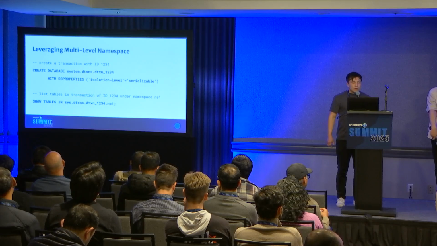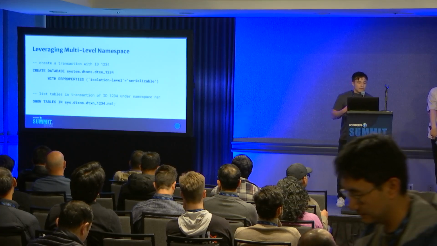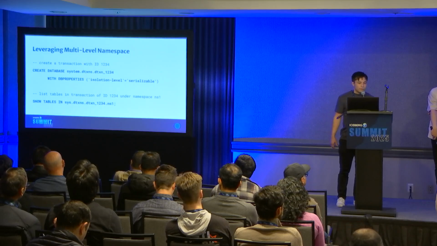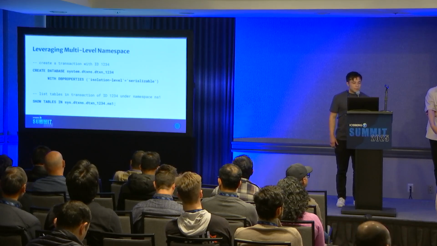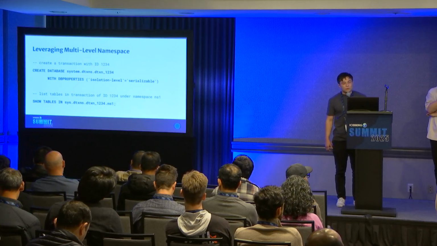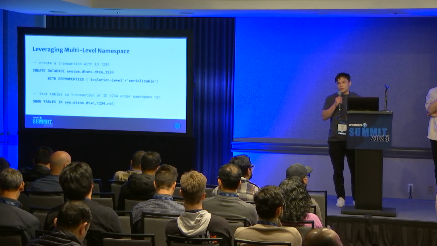Next, how do we create the transaction? How do we create that catalog version, right? We can use create database that calls the identifier for the multi-level namespace and pass in some additional properties to specify isolation level and start a transaction. And now with this, we can get that consistent read of our catalog.